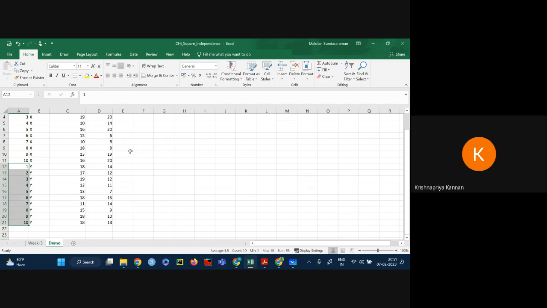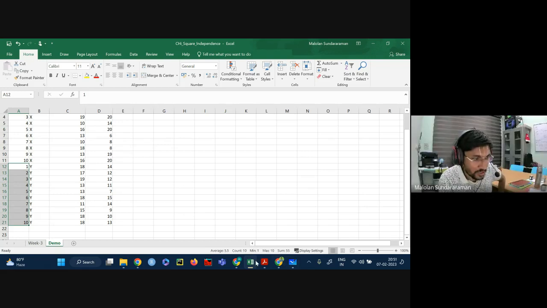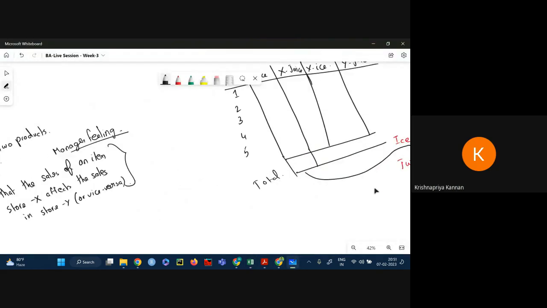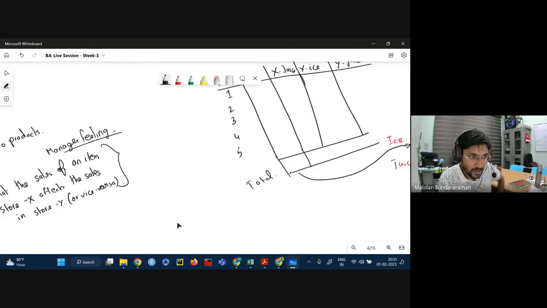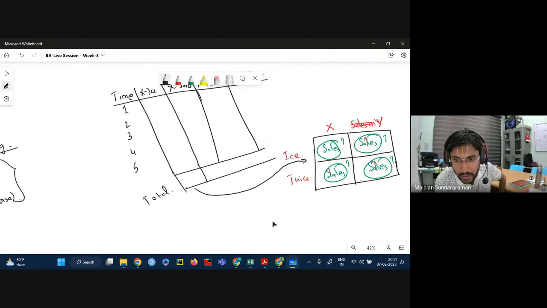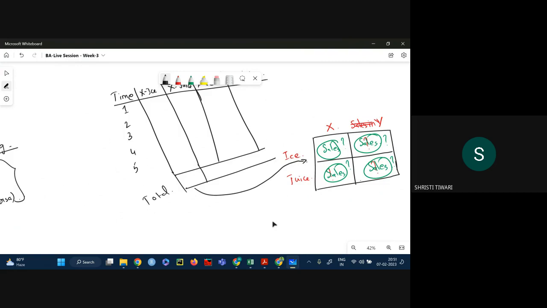What are you trying to compare? What are you trying to establish? Is there any relationship or impact of sales of one store on the other? So if you compare it on different days, what will happen? So it doesn't make sense to compare different days with different days.